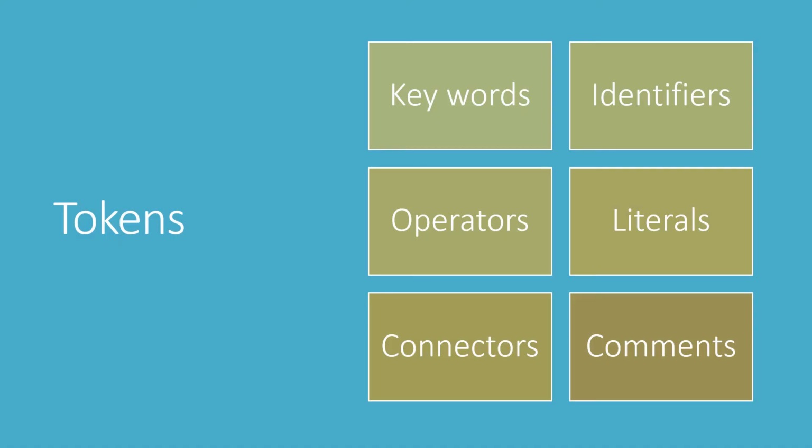Here are some examples of valid tokens: the keywords, the identifiers such as variable names, the operators, the connectors such as commas or colons. Comments are just tokened out, and literals, by literals we mean things like the actual strings and floating point numbers and so on that are being processed by the program.